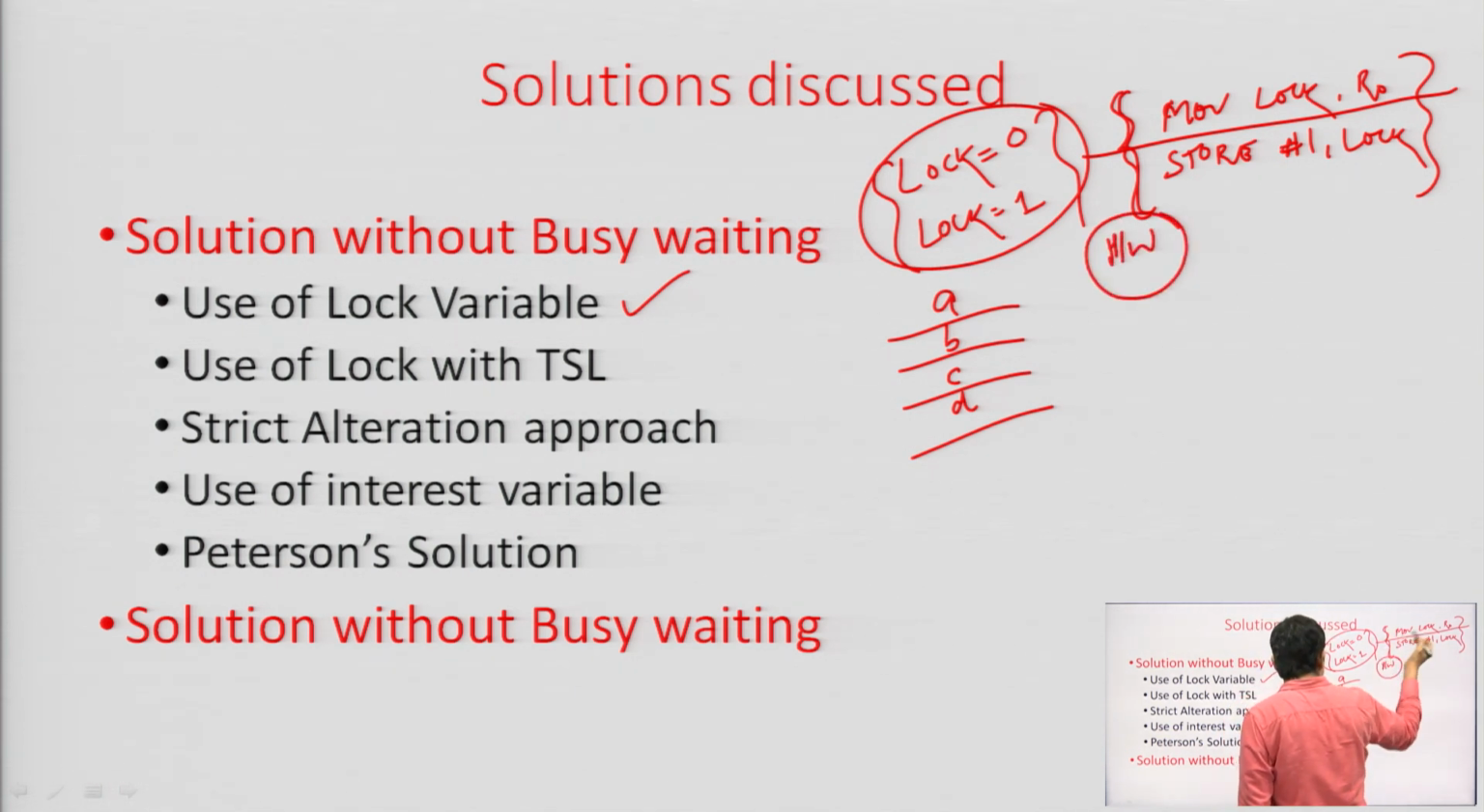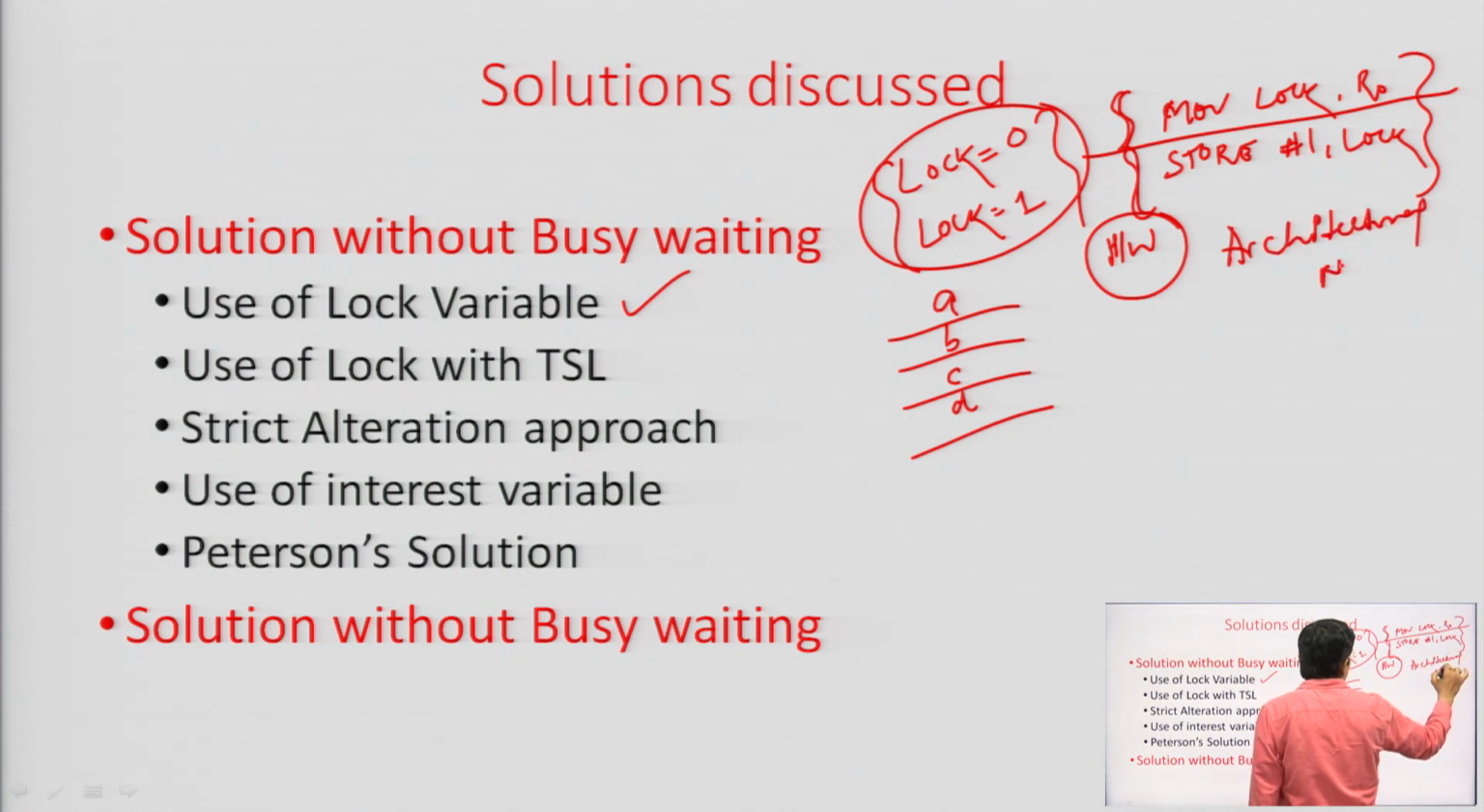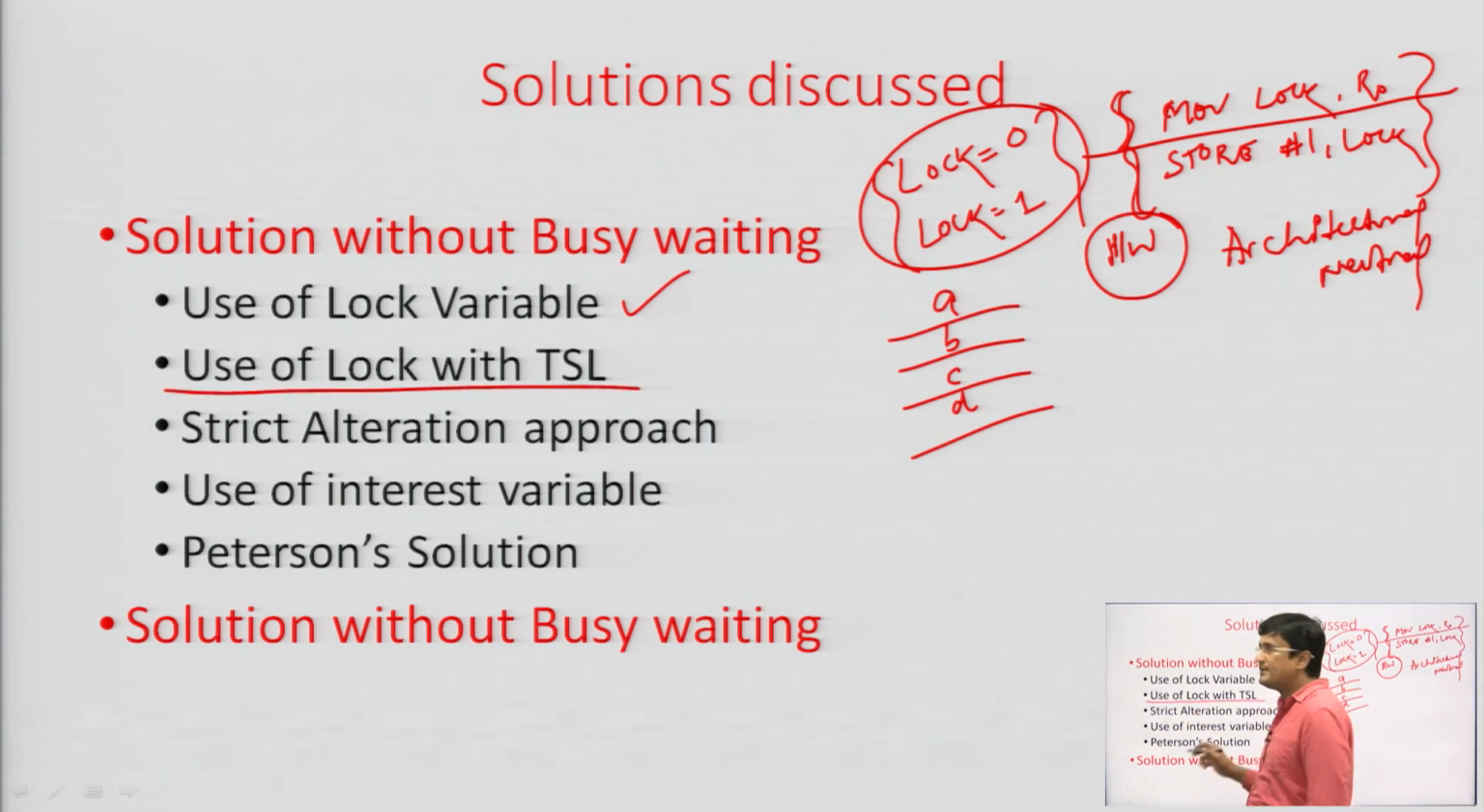A hardware solution can be achieved by combining these two statements or fabricating these two statements in some chip, but at the same time the solution that we are building may not be architecturally neutral. So, there is a problem of architectural neutrality in this solution, and we call this the use of test set lock, the TSL.